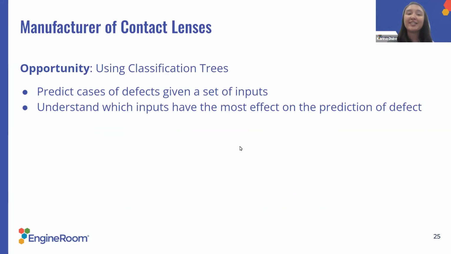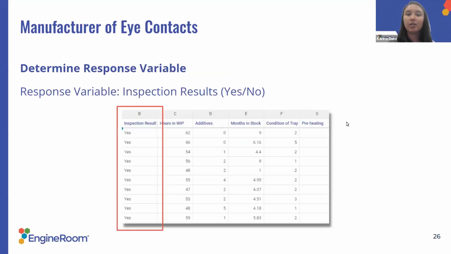We are going to try to predict the cases of defects given a set of inputs, and then also understand which inputs have the most effect on that prediction of a defect. So, how are we going to set up that data set to make sure that we're able to run this classification tree appropriately? The first is we're going to determine our response variable.